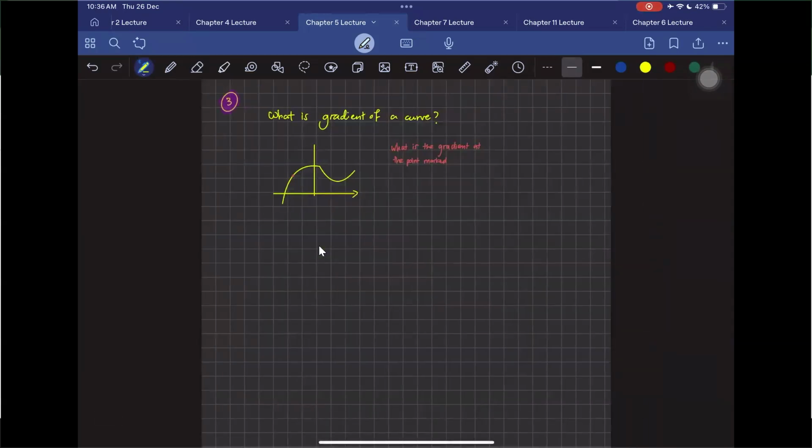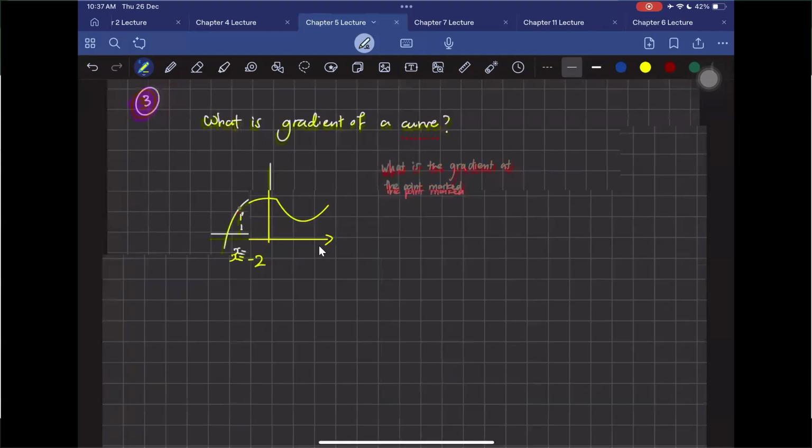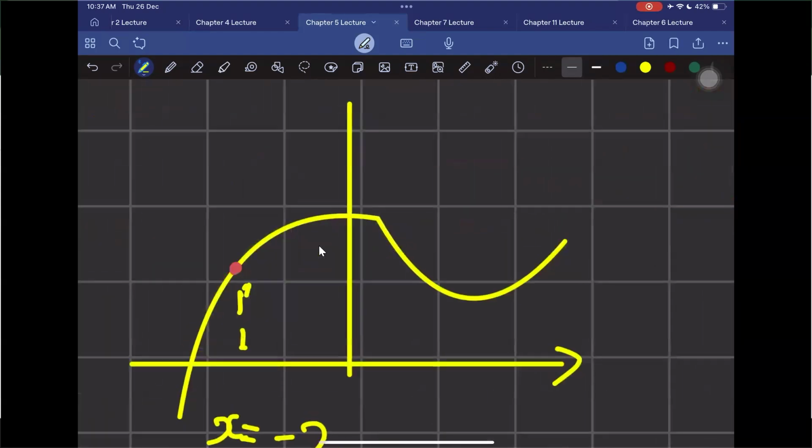Okay, so now is the third learning objective for today. Let's say you have drawn a graph, and then the question asks you to find the gradient at, let's say, x equals minus 2. So for example, let this be x equals minus 2. How you're going to find the gradient is you're going to draw a tangent.